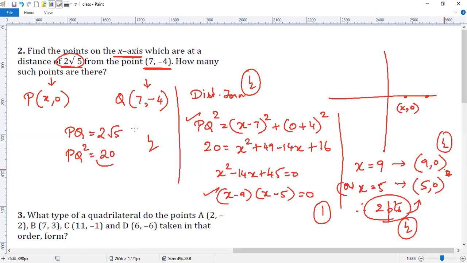So bringing about this relationship and the distance formula together, it's 1 mark. Bringing about the equation, it is 1 mark. And then from the equation, identifying the point coordinates to be 9, 0 and 5, 0, it is half a mark. And for stating, there are 2 points in all. See, the question is how many such points are there? So in order to mention that 2 such points are there, for that you will get half a mark. So totally 3 marks for this question.